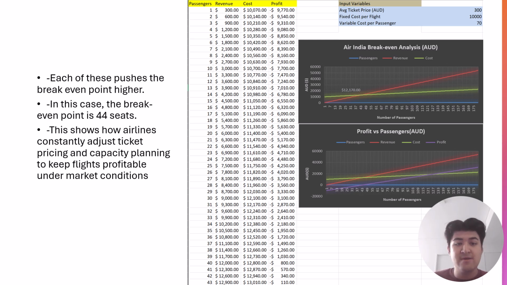This shows how even small changes in pricing or expenses can have a big impact on whether a flight makes money or loses it. Airlines constantly adjust their prices and plan how many seats they need to sell in order to stay profitable. These what if scenarios help them prepare for different situations like fuel price changes or discounts and make better decisions before a flight even takes off. This break even model makes that whole process easier to see, test, and understand.